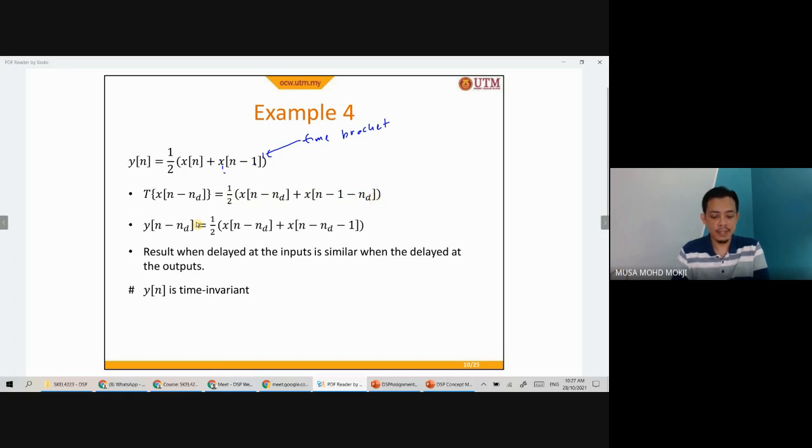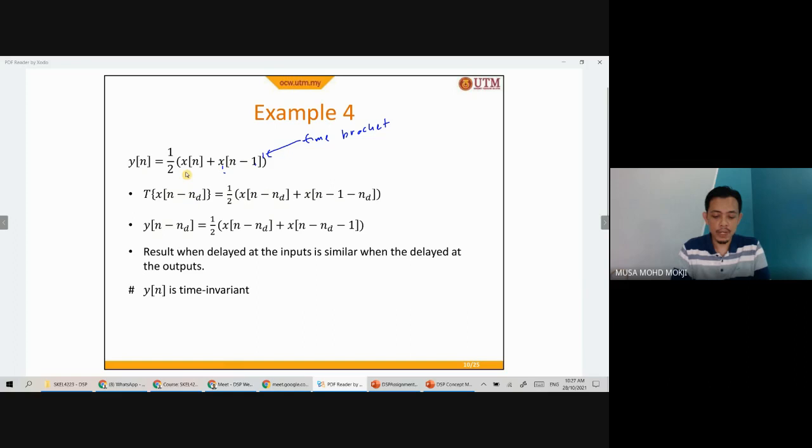Okay, the second one. What we do here is, originally it is y[n], and then we change it to y[n minus nd]. So what does this mean? We are delaying the output. So this is delaying the input, and this is delaying the output. When you delay an output, you are actually changing the n, from n becomes n minus nd.